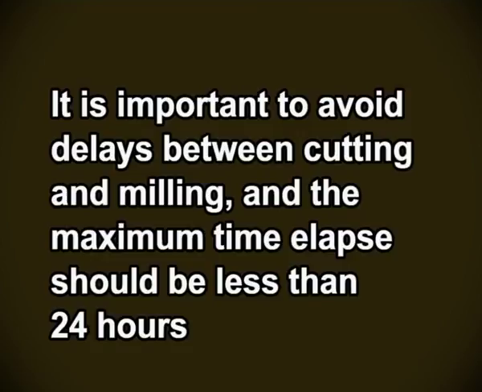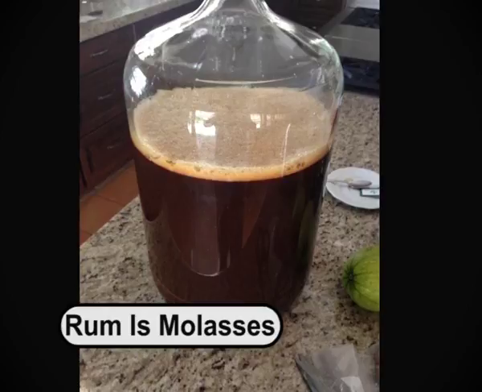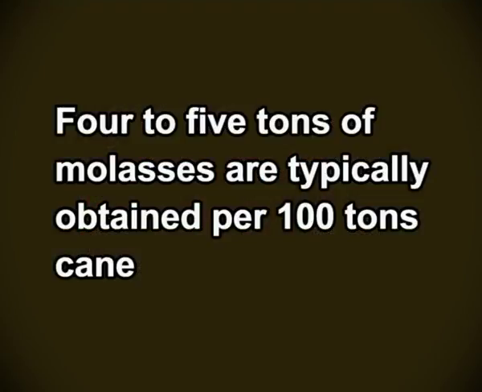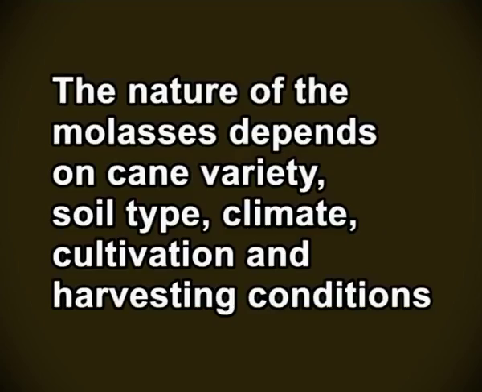It is important to avoid delays between cutting and milling. The maximum time elapsed should be less than 24 hours. During processing, the canes are cut and crushed and the juice limed, clarified and evaporated. Various fractions are generated, but the key product for rum is molasses. 4 to 5 tons of molasses are typically obtained per 100 tons of cane. The nature of the molasses depends on the cane variety, soil type, climate, cultivation and harvesting conditions.